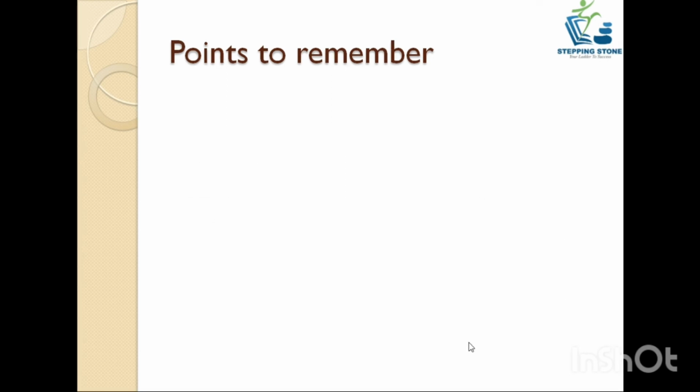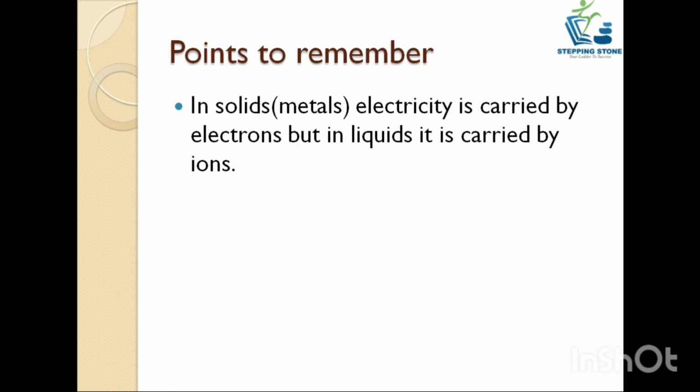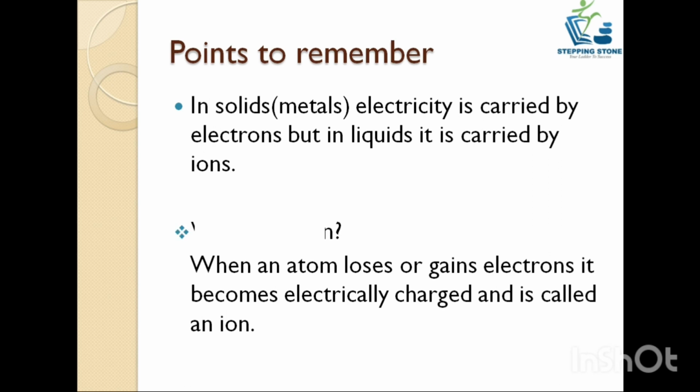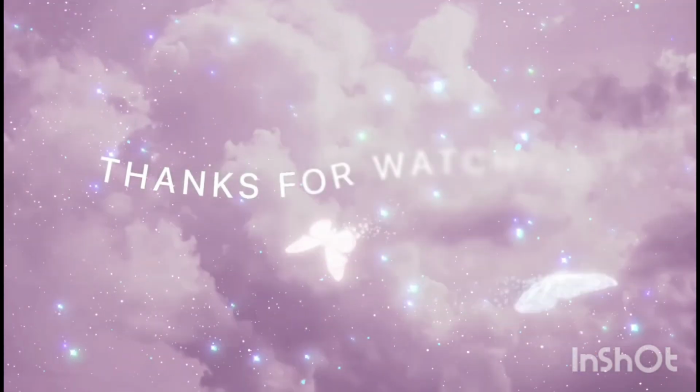Okay, now note down the next important point. In solids we have seen that electricity is carried by electrons, and I have given you a brief idea of electrons. But in liquids, electricity is carried by ions. Now the next question that will come to some of your minds is, what is an ion? So when an atom loses or gains electrons, it becomes electrically charged, and it is called an ion.